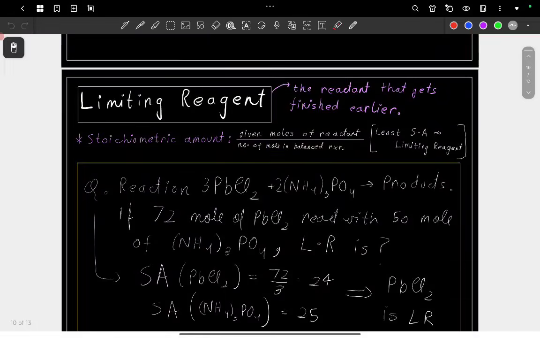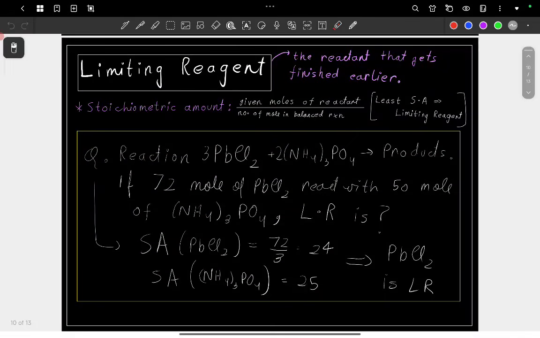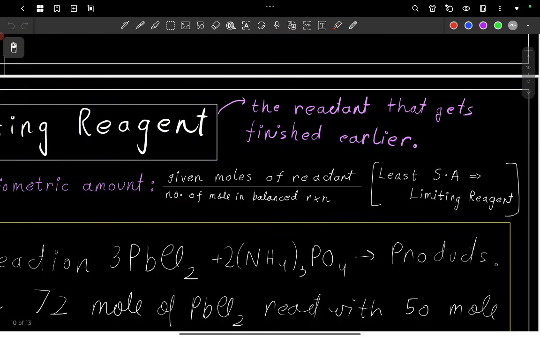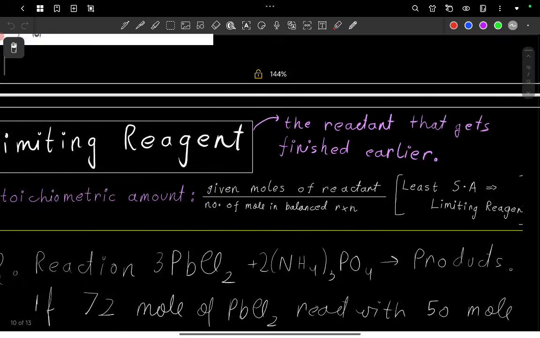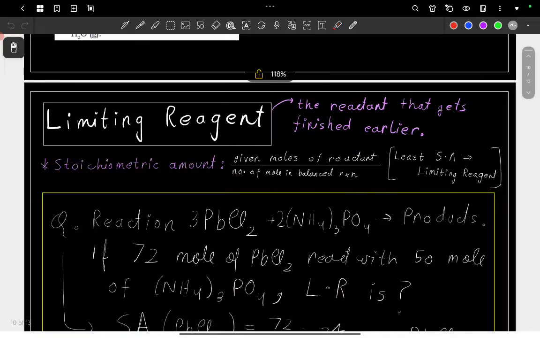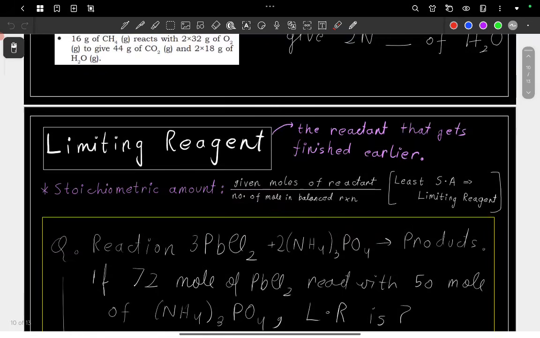Okay. Now let's learn about the concept of limiting reagent. It is nothing but the reactant that gets finished earlier. That's it. That's all you need to know. How do we find the limiting reagent? We use the stoichiometric amount. How do we find the stoichiometric amount? Well, again, you will be given two scenarios. One is the idealized version, where you will be given the balanced chemical reaction basically, and you will also be given a real life scenario in which this reaction was carried out.